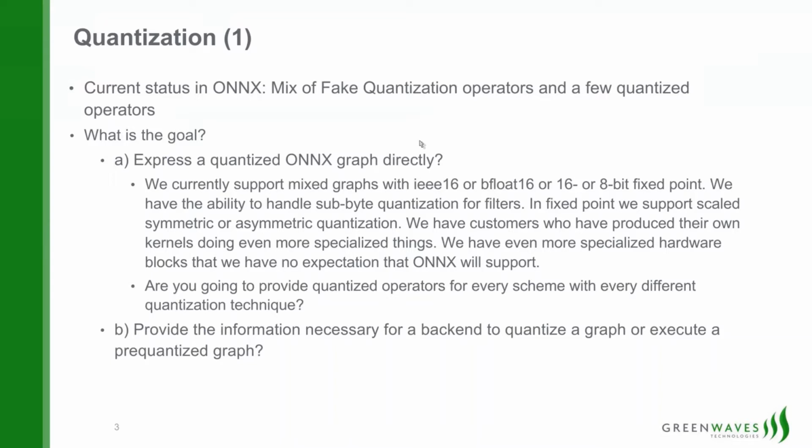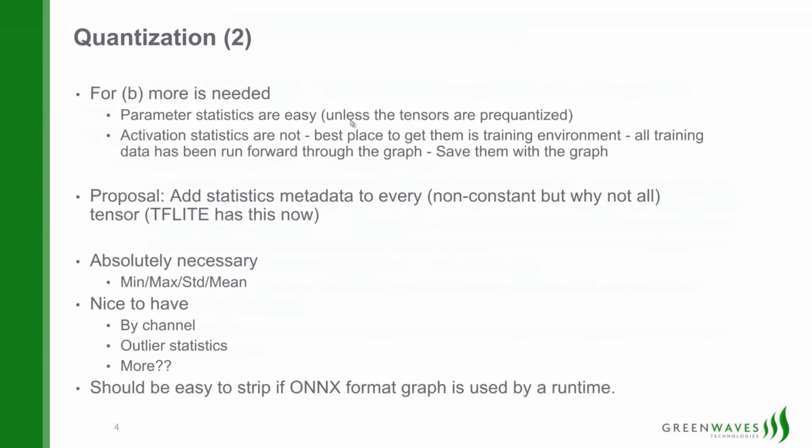So the other approach is to provide the information necessary for a backend to quantize the graph or execute a pre-quantized graph. Give us enough information that we know how the graph has been quantized, and at least the statistics of the activations. So we need more information for that. Obviously we get the parameters, and mostly that gives us enough statistics unless they've been pre-quantized into int8 or something like that, at which point we've lost a lot of information. But the activation statistics are definitely not there. We have no information on the activations, what their ranges are, and so on.